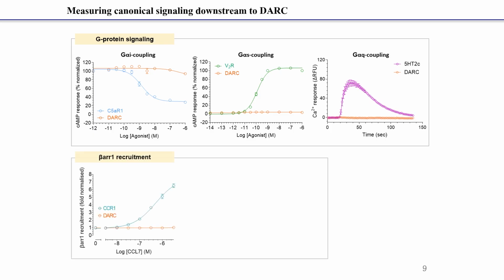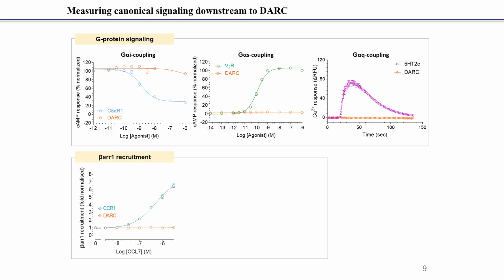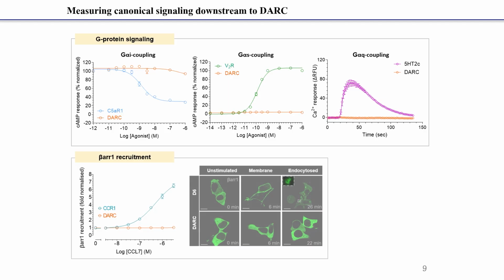We next measured beta-arrestin recruitment using a protein complementation-based assay, and therein also, in case of the positive control, we observe a dose-dependent increase in beta-arrestin's physical interaction with the receptor, but in case of DARC, we did not observe any interaction.